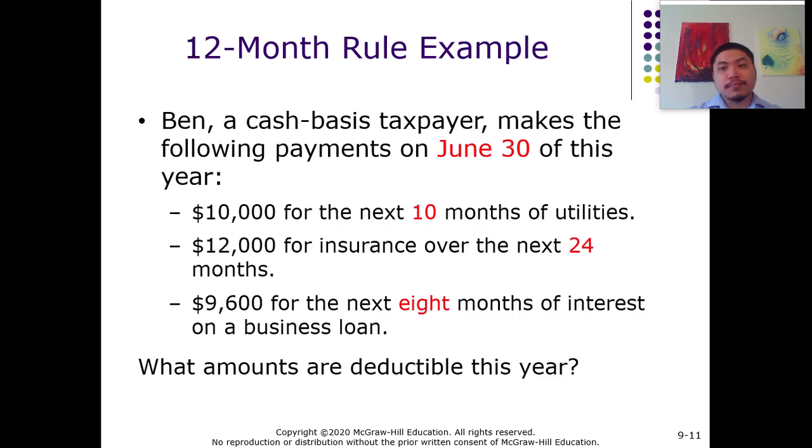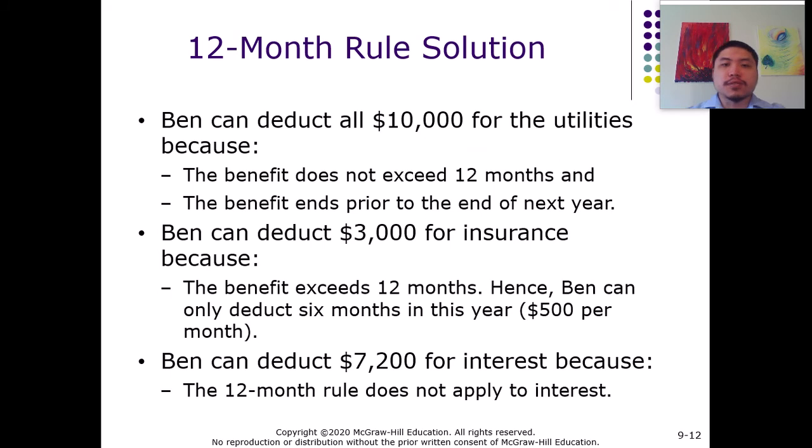So we know that because of that, the second item failed the 12-month test. So Ben has to capitalize this insurance. All right, let's look at the solution. Like we said, Ben can deduct all $10,000 for the utilities, because it satisfies the 12-month rule. For the insurance, on the other hand, he has to capitalize it.